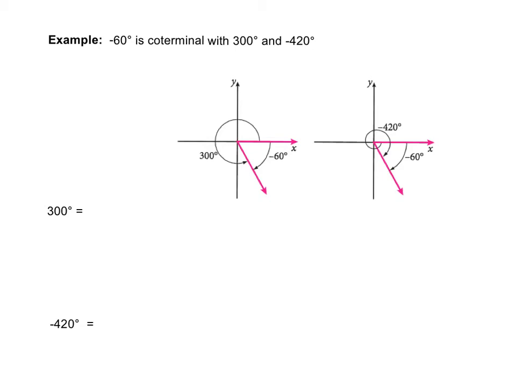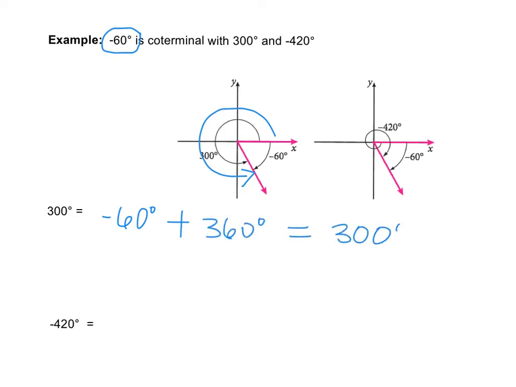Now let's find the coterminal angles for negative 60 degrees. We're going to find one that's positive and one that's negative. To find the one that's positive, which is 300 degrees, we are simply adding a full counterclockwise rotation. So we are adding 360 degrees, and that gets us to that positive 300 degrees.